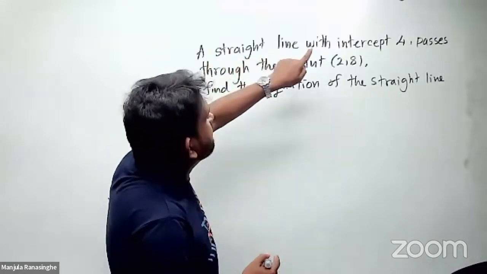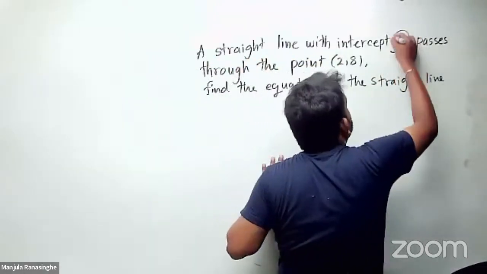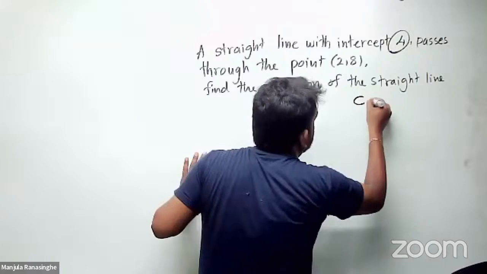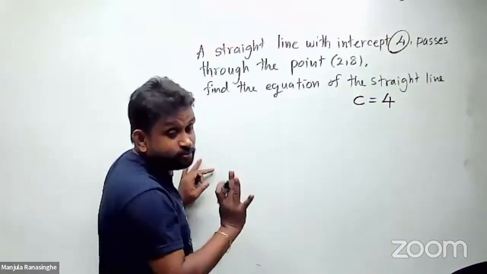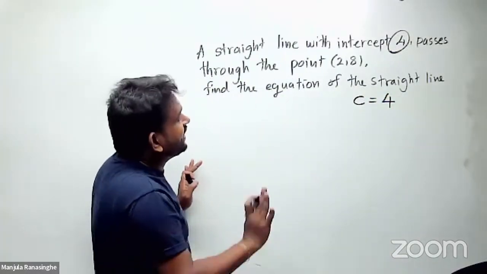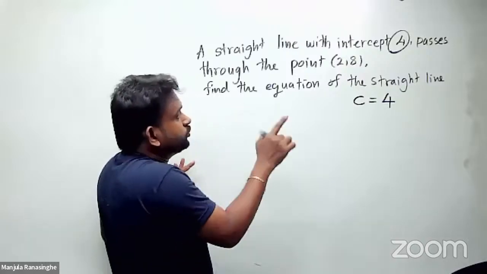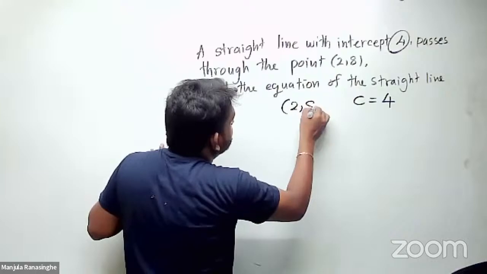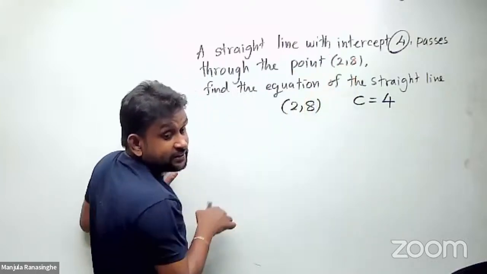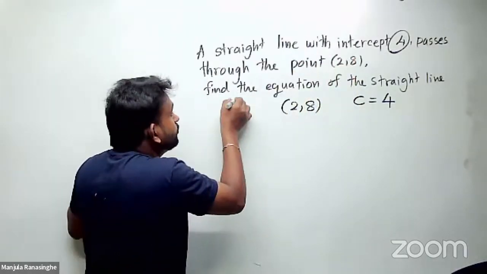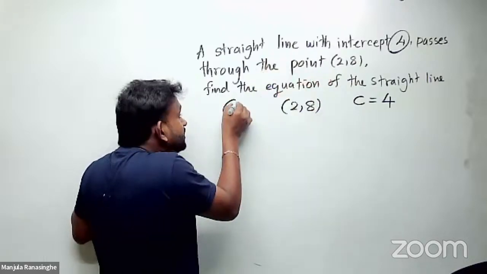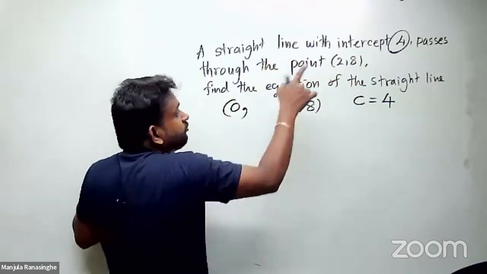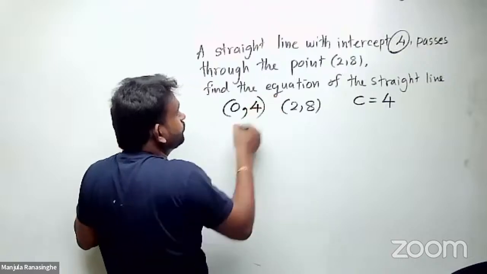A straight line with intercept 0 means c is found. For y equals mx plus c, c is known now, but you need m. To find m, you require another point. The point 2, 8 is given, and since c is known, c can be converted into a point. In the intercept, the x coordinate is 0, and the y coordinate is the intercept, which is 4.